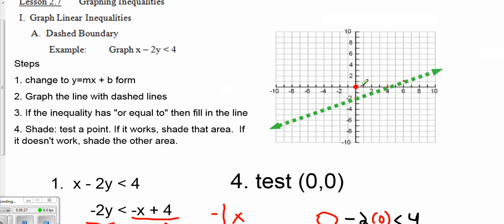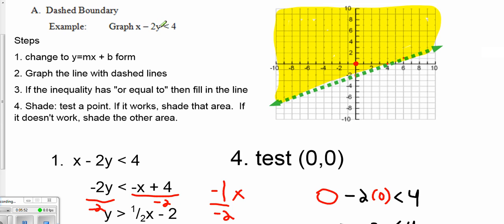We will be shading everything on this side of our line. And remember, technically this is saying the points on this line do not count. Okay, these ones don't actually work, but all of these ones do work. Everything in the shaded area does count as something that would make this inequality true.